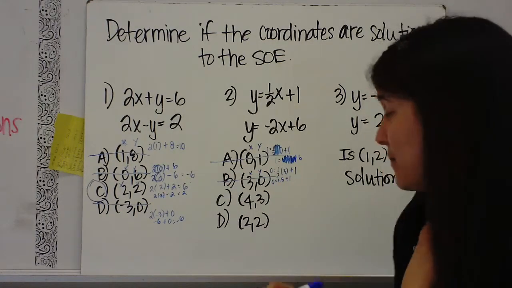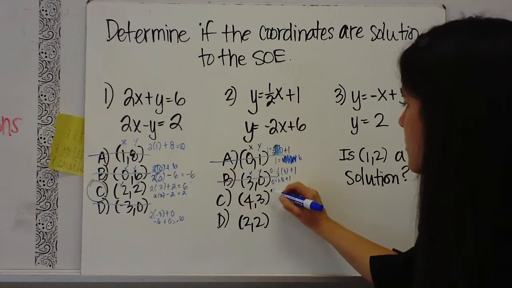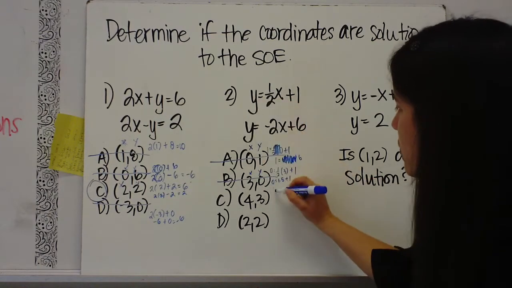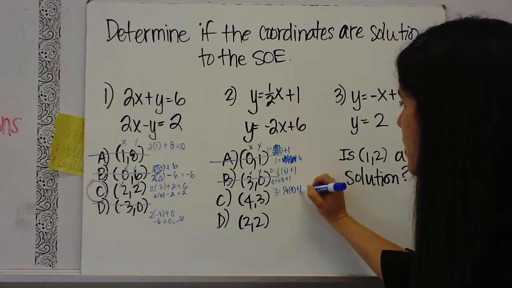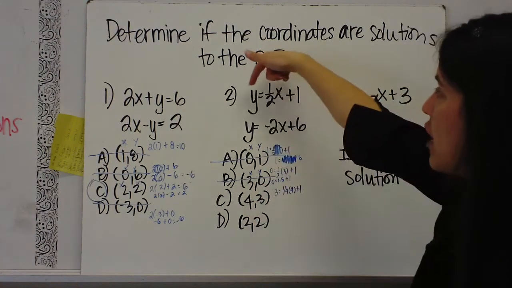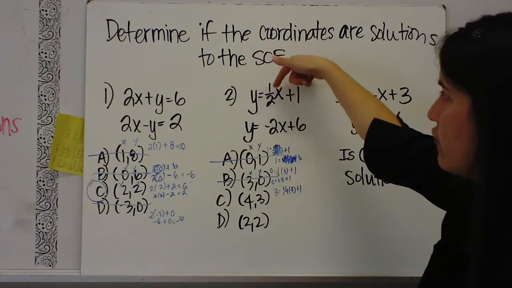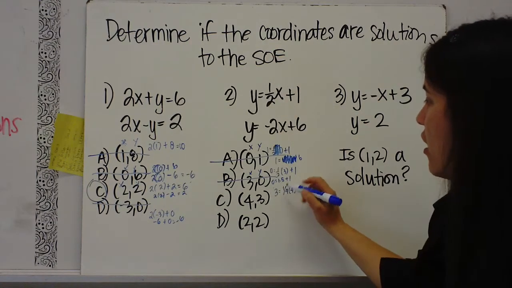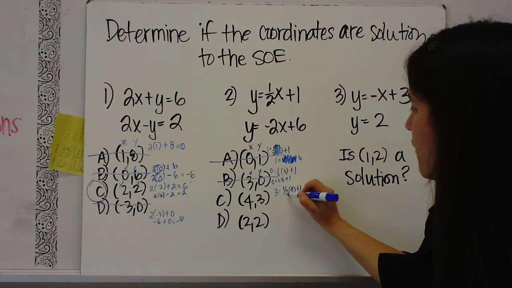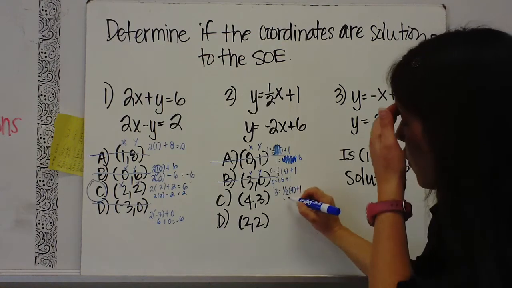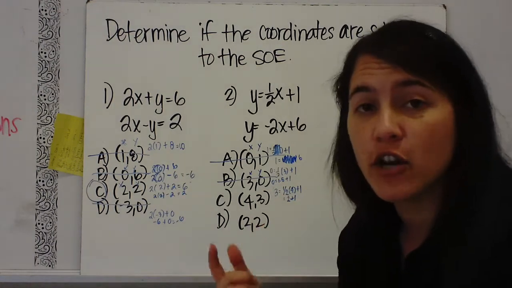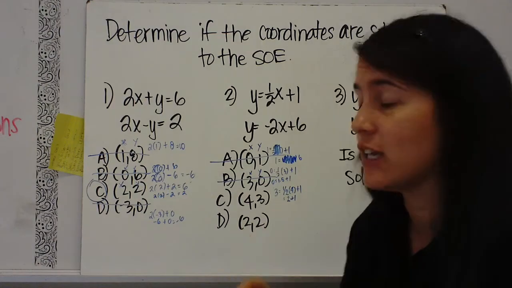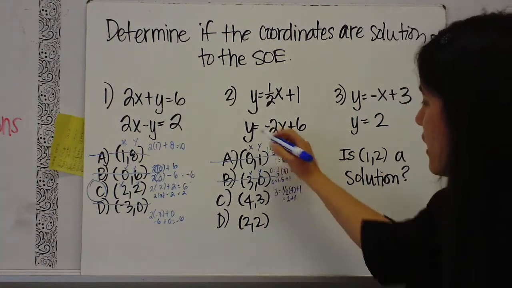Now let's try C. Y equals, so 3 equals 1/2 times 4 plus 1. I've taken this point and I've plugged in my 3 here and my 4 here. All right, half of 4 is 2, and 2 plus 1 is 3. So it works for the first equation, but we need to test it for the second equation. So I'm going to plug it in here.